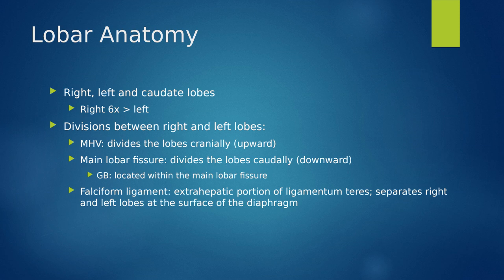So between our right and our left lobe, we're going to have a lot of structures that provide a division, a little bit of a barrier between the two lobes. We have our main lobar fissure. Fissure is really talking about a supportive pathway, right?